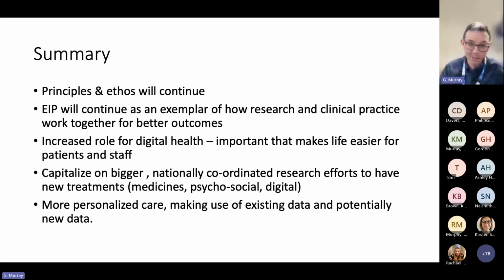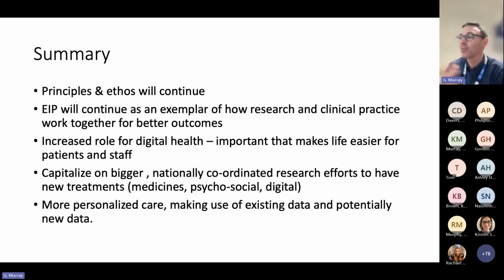We should do this in all of healthcare, of course, anyway. We should be doing research, evaluating what's effective, stopping what's ineffective, making improvements, having innovation and so forth. But EIP has been a really important exemplar of how that can be done and how that can lead to better outcomes. There's going to be an increased role for digital health, and it's really important we engage with that to make sure it makes life easier for patients and staff, because sometimes innovations in digital health make life more annoying and more difficult for patients.